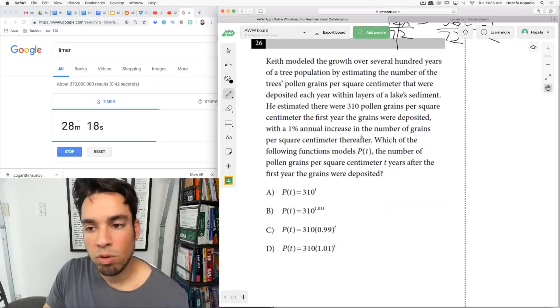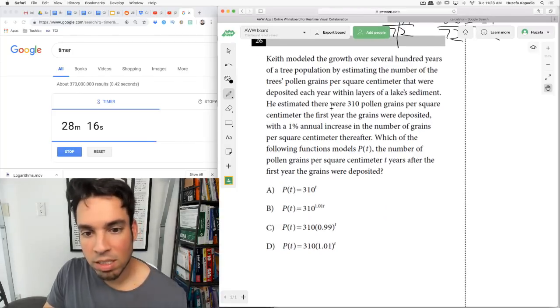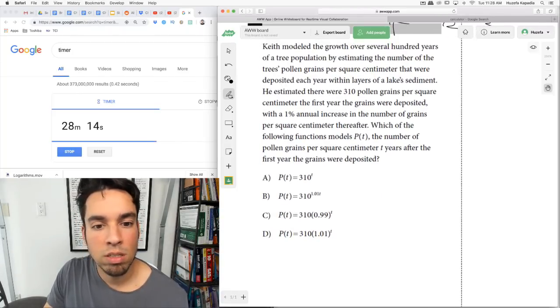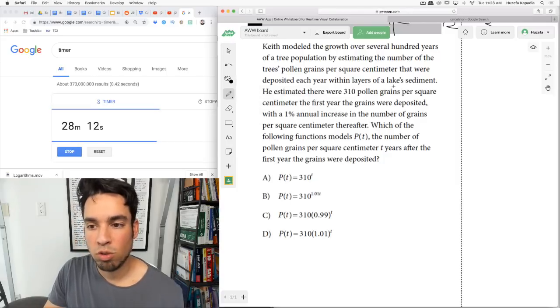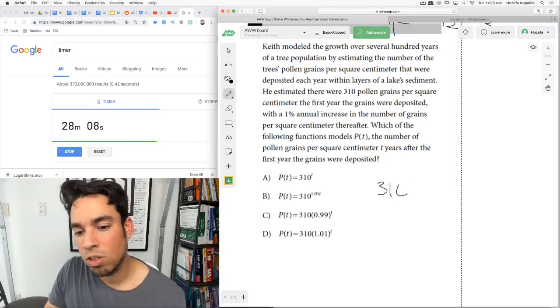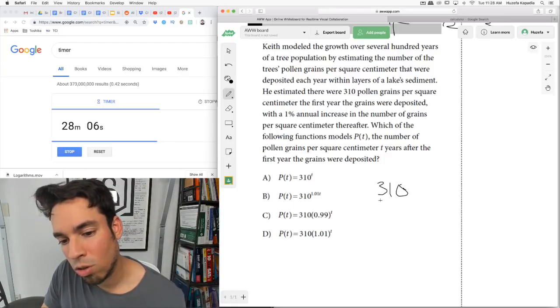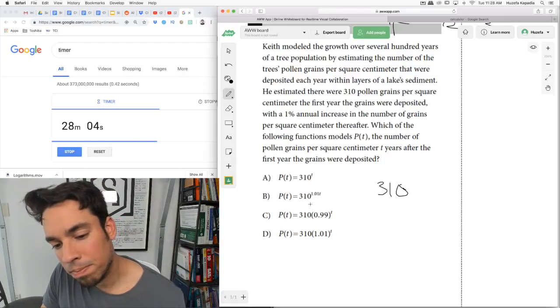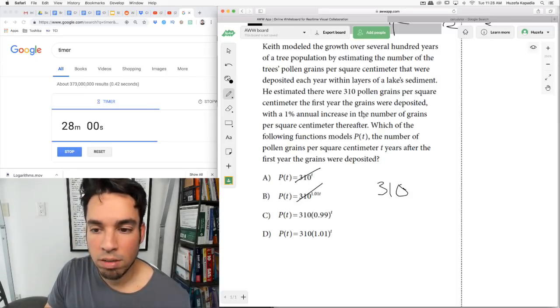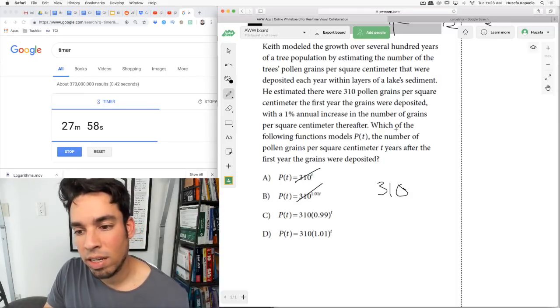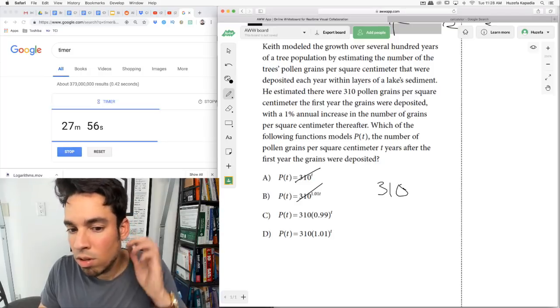Keith modeled the growth over several hundred years of a tree population by estimating the number of tree pollen grains per square centimeter that were deposited each year. He estimated there were 310 the first year, and then with a 1% annual increase per square centimeter thereafter. I already know this is an exponential equation. These ones are wrong.